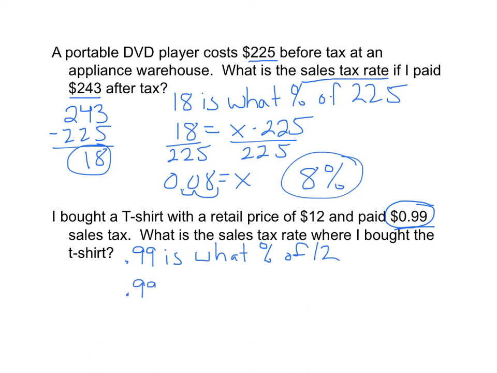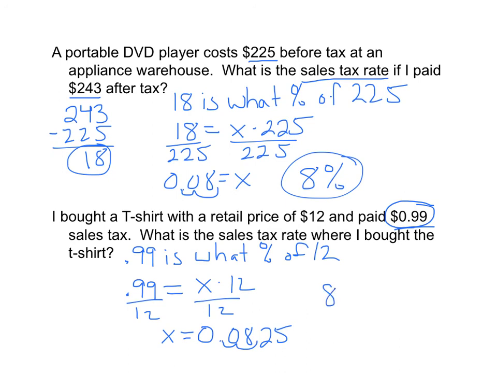So 0.99 equals x times 12. I'm going to divide both sides by 12. If we do that, we get x equals 0.0825. We move the decimal point over 2 spots. We end up paying an 8.25% sales tax in that location.